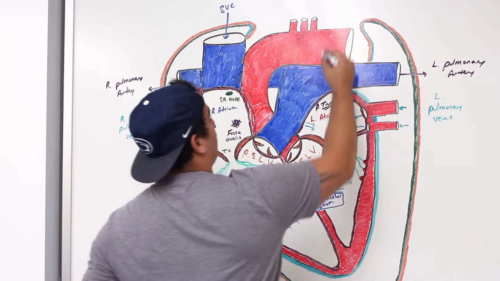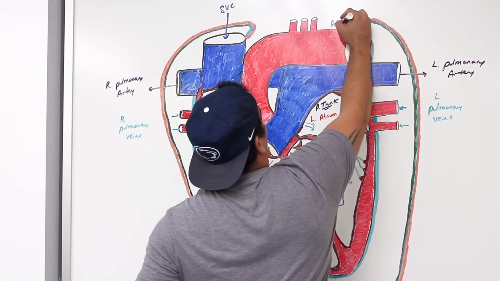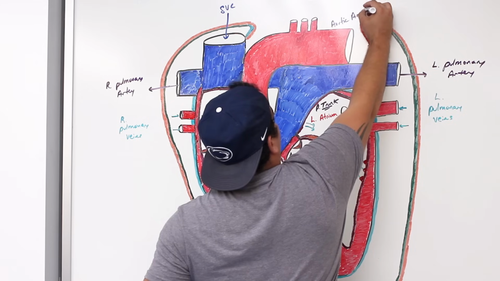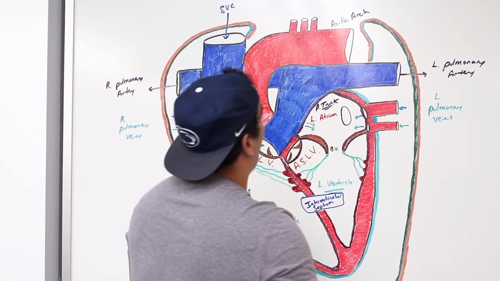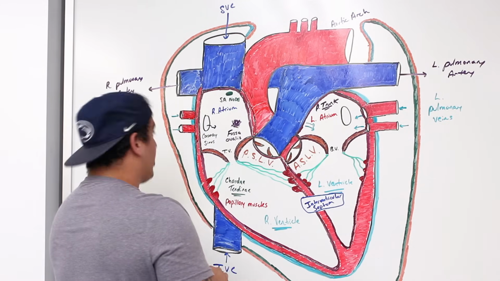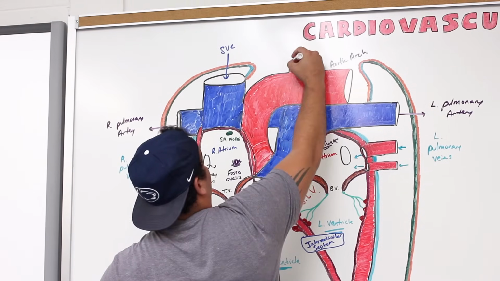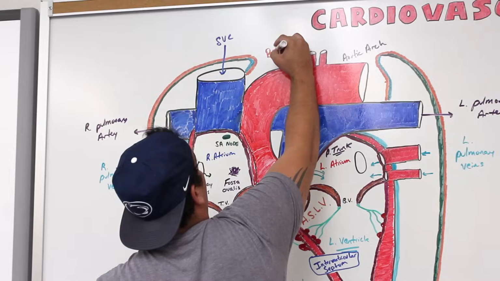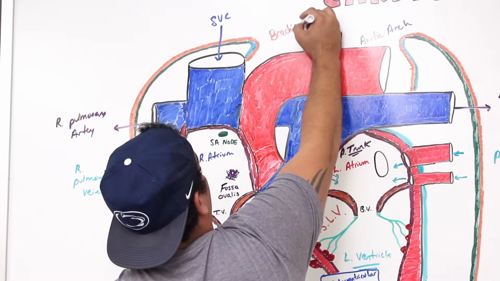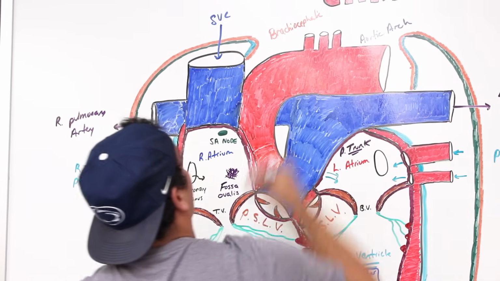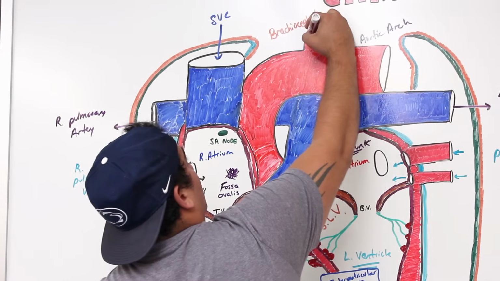Now this is an important thing, because if I were to label this right here the aortic arch, there are three important vessels that come right off of the aortic arch. And we're going to go through them in order. So the first one is called the brachiocephalic. That's the first one right here, okay?